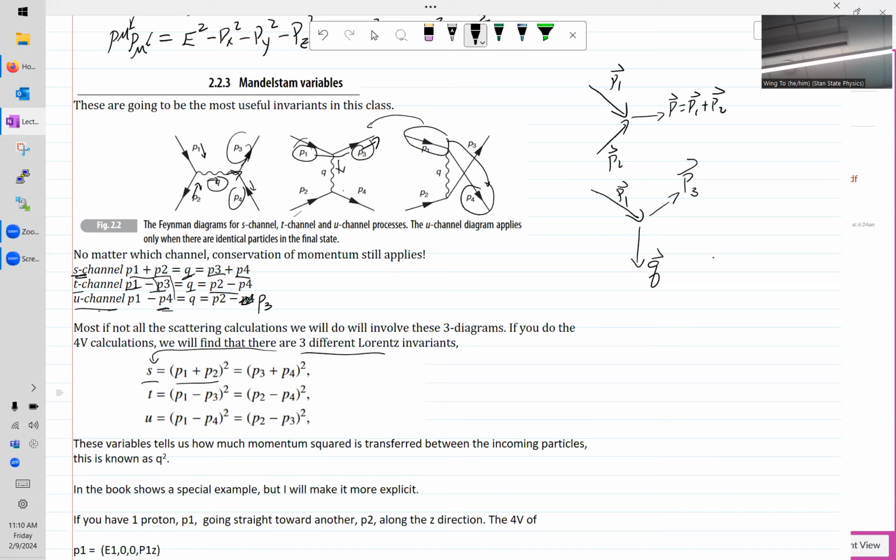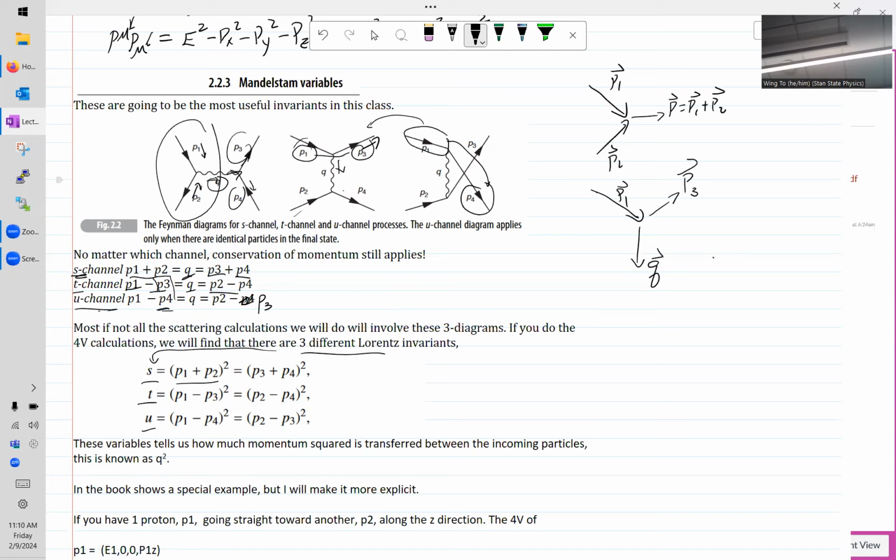The first one, the S channel, we're going to call S, okay? And hopefully you can see that. The next one is going to be called T, and then the last one is going to be called U. It's just whatever momentum is here. If you take the dot product of it to itself, you get a Lorentz invariant. For the S channel, we'll call it S. For the T channel, we'll call it T. For the U channel, we'll call it U.